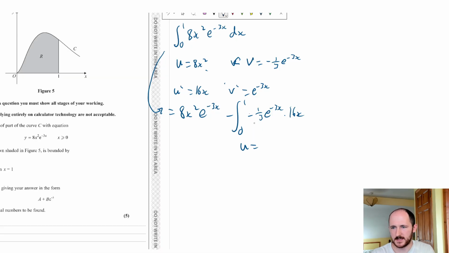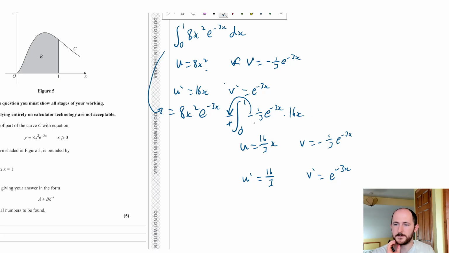I'm actually going to move this out of here to make that a plus. So then this is now positive. So we're going to get 16 over 3x, which means when we differentiate it, we finally get a constant. And then for v prime, it's going to be the same thing again. It's going to be e to minus 3x, and v is going to be minus a third e to minus 3x once again.